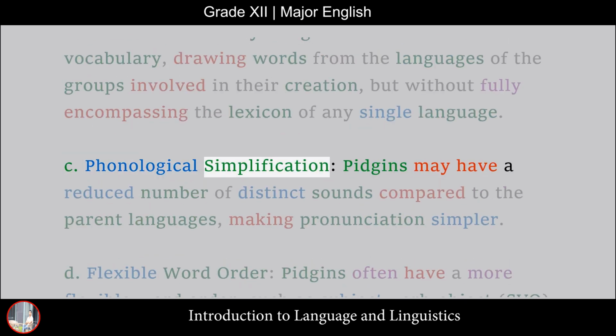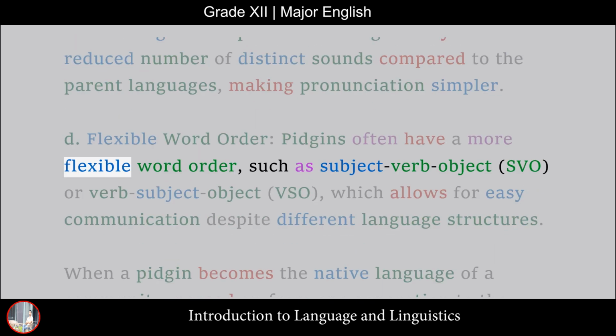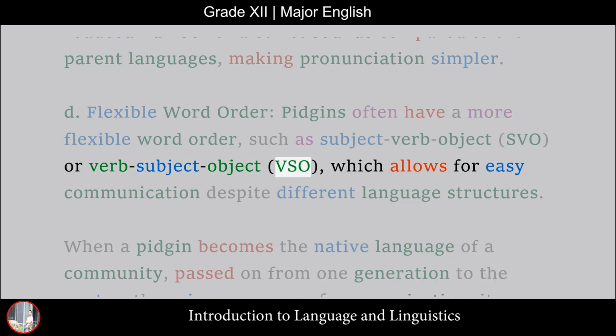C. Phonological simplification. Pidgins may have a reduced number of distinct sounds compared to the parent languages, making pronunciation simpler. D. Flexible word order. Pidgins often have a more flexible word order, such as subject-verb-object, SVO, or verb-subject-object, VSO, which allows for easy communication despite different language structures.